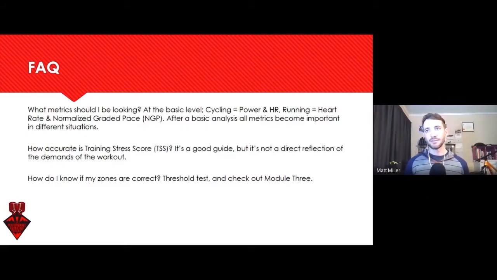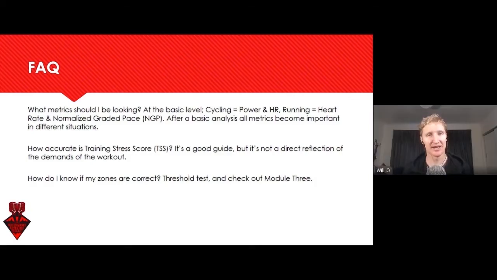So Will, what do you think? What metrics should we actually be looking at? We have all of these things. What should we focus on? All right. Yeah, I get asked that a lot by athletes and some coaches: what should I be looking at? All of them, as we've discussed, but simplistically, in cycling you want to look at power and heart rate. Running, you want to look at normalized graded pace and heart rate.